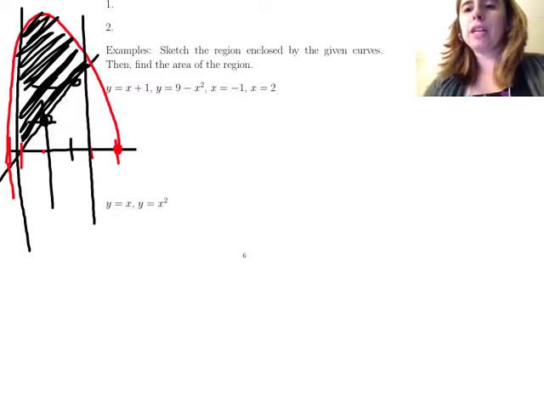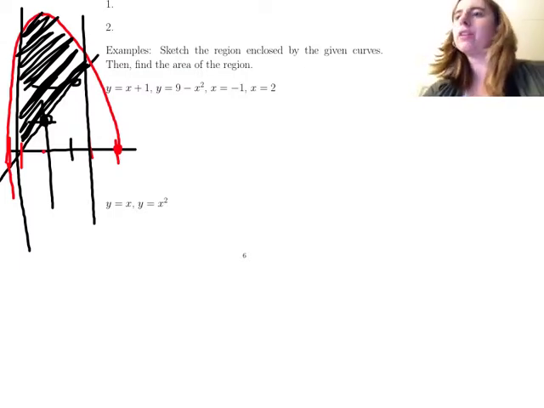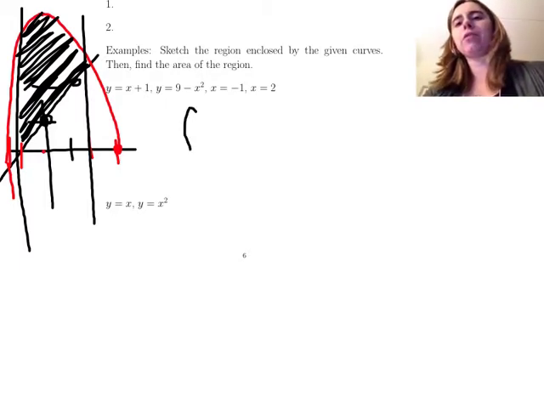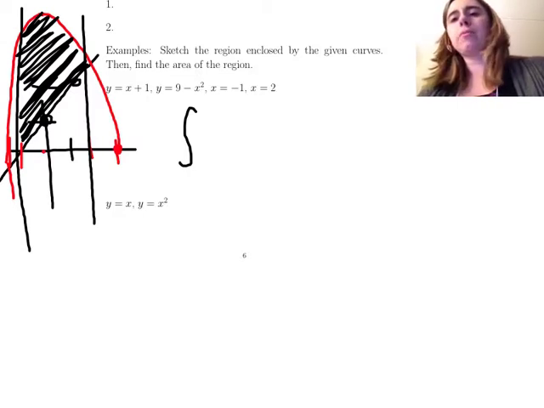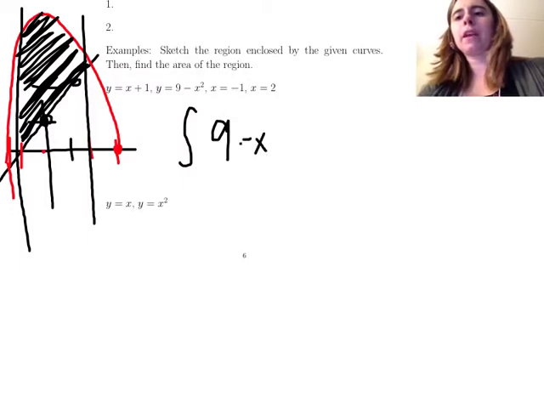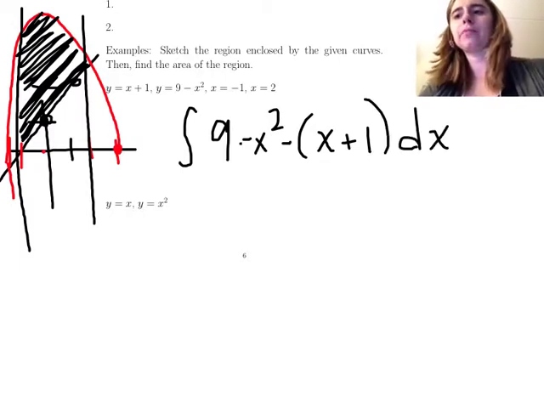So now as we try to come up with the integral, we'll take the integral, and we'll figure out the bounds in a minute. But we'll take the top curve, which looks to be the parabola, the red curve, so that's 9 minus x squared. And then we're going to subtract x plus 1. And this is all with respect to x.